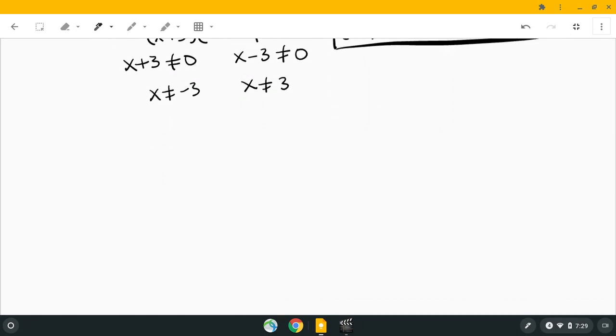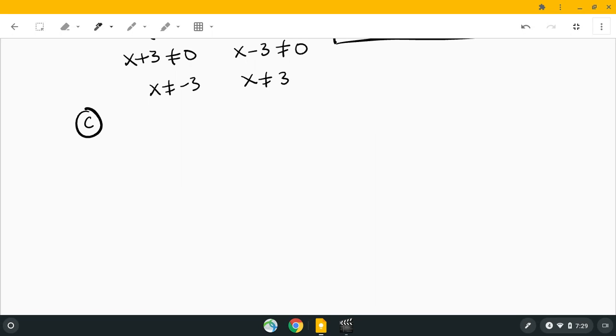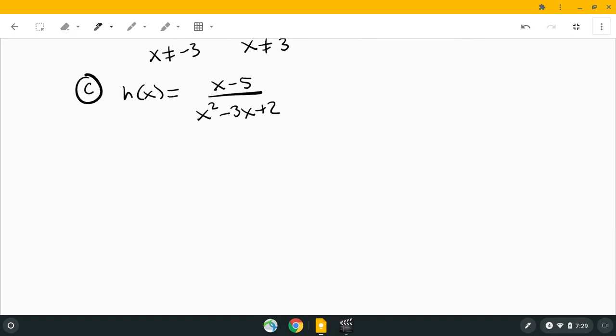All right. And let's take a look at one more. So here, suppose that you have h of x is equal to (x minus 5) over (x squared minus 3x plus 2). Again, this here, x minus 5, won't contribute to your domain. So we have to factor x squared minus 3x plus 2. We don't want it to be 0 because then it will be undefined.